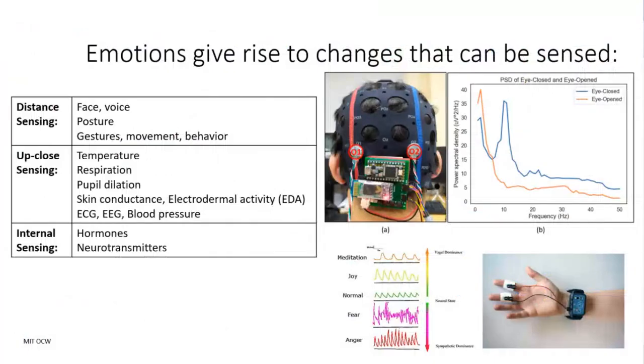Okay, continue here. Now, emotions give rise to changes that can be sensed. We are now coming to the more technical details of the topic. When it comes to sensing emotions, you need a device or a way to capture data. How do you capture this data? We can sense the data using distance. If the data has to do with distance, we can use sensing like face, voice, and posture. That is pose estimation. We can estimate your pose, your body posture.